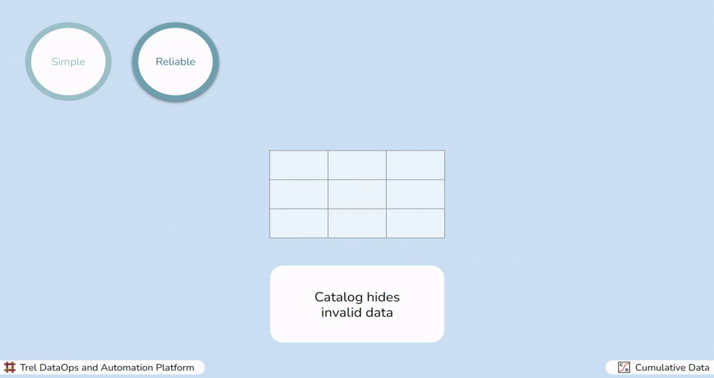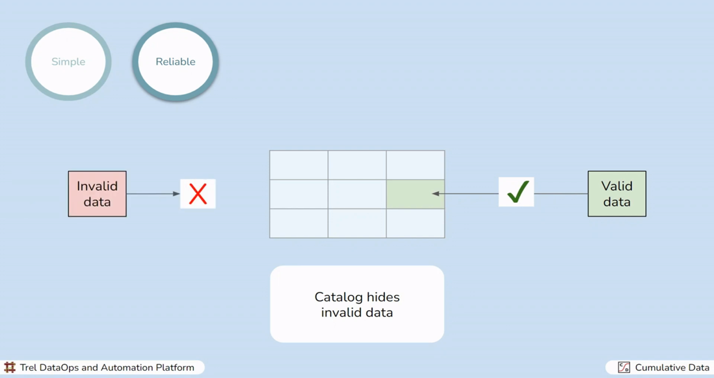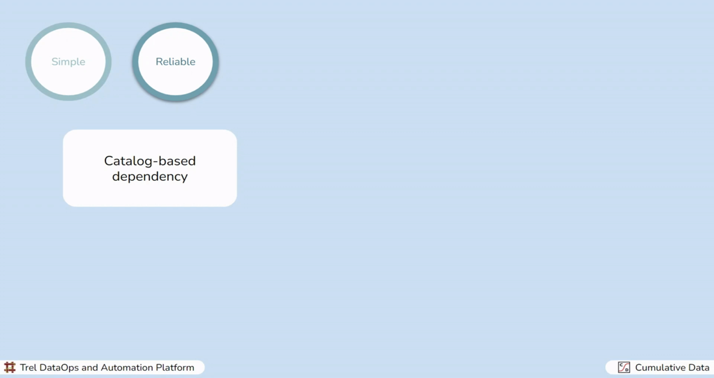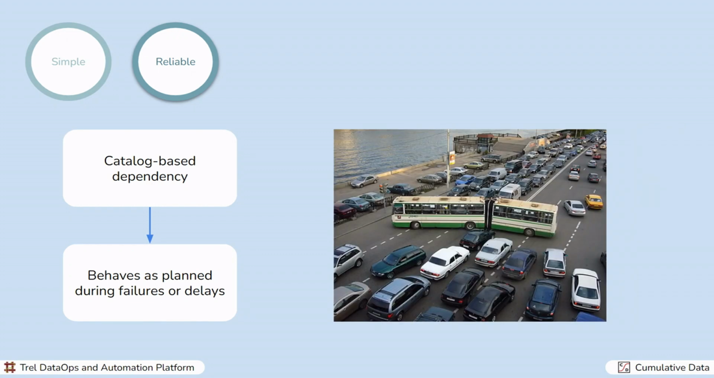The Trel catalog has file system-like capabilities. It protects your jobs from invalid data with no additional effort from you. The catalog-based dependency for jobs is specified using configurations that Trel understands. Trel uses this to enforce correct behavior in automation in the face of failures and delays.